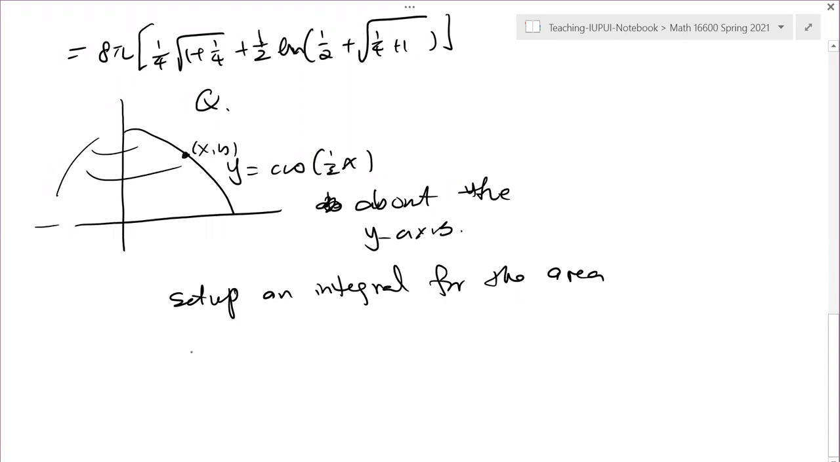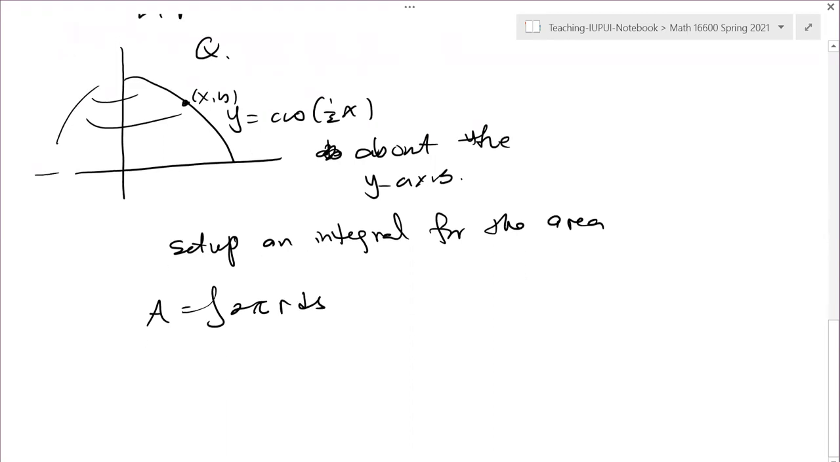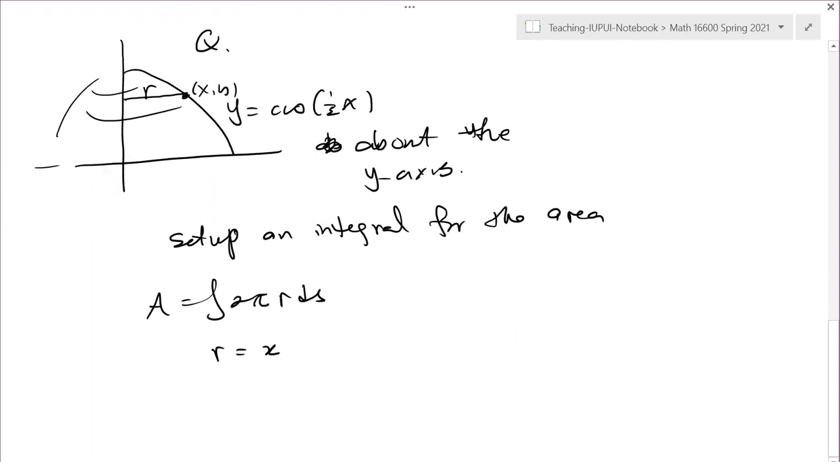All right, so now, you write down the formula. This is a universal formula, 2 pi r ds. Okay, and you draw the picture, you have to draw the radius. So this is rotation about the y-axis. This is r. Now from the picture, clearly r is going to be x.